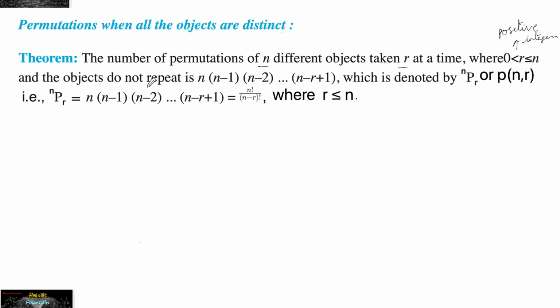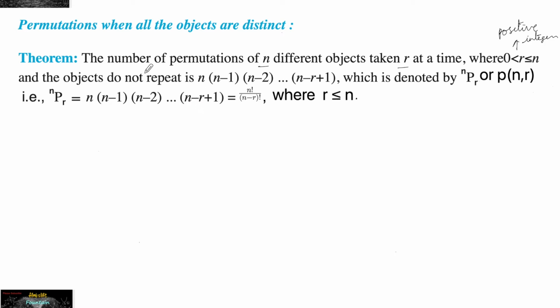And the objects do not repeat is n into n minus 1 into n minus 2 into and so on n minus r plus 1, which is denoted by nPr, or we can write P of n comma r. That is, given nPr is equal to n into n minus 1 into n minus 2 into and so on n minus r plus 1, which is given as a formula n factorial upon n minus r factorial, where r is less than or equal to n.